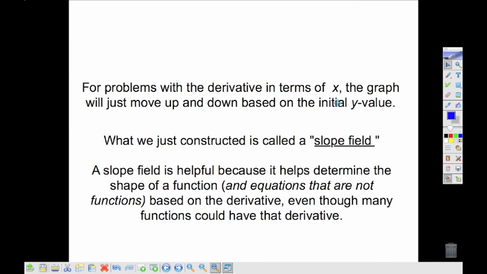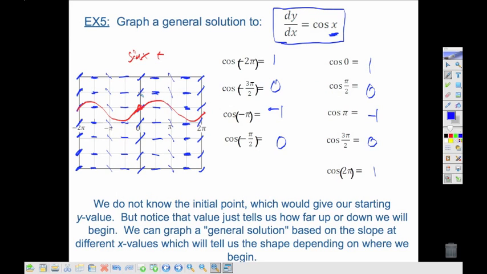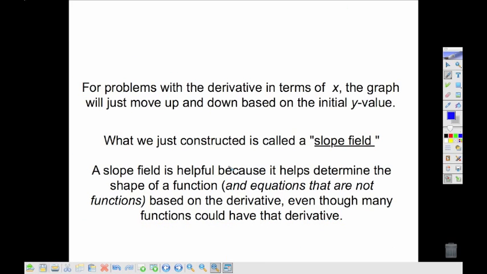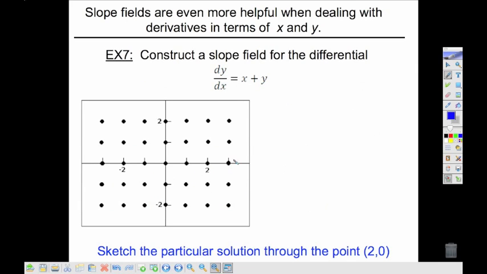So what we just made was a slope field. And when we're doing this in terms of x, then our function is just going to move up or down. Like this red curve would just move up or down and be our sine of x plus a constant. But sometimes it's helpful because if our differential equation had x's and y's in it, then it's going to change depending on where we are. And this will even work for equations that are not functions, and it's going to be based on the derivative. It's going to help us see the shape of the graph.